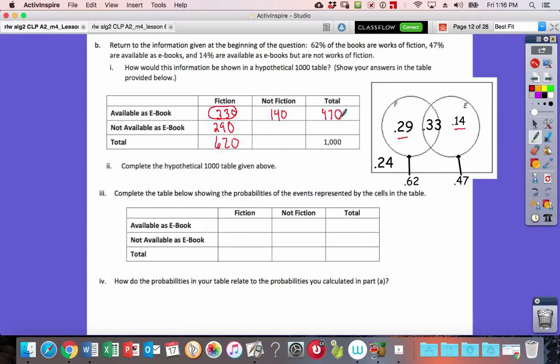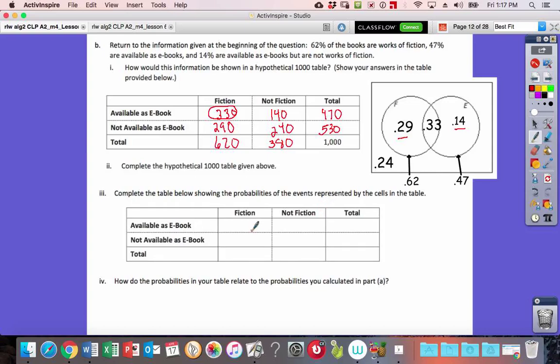Okay, I need some more information here. If I have 1,000 books and 620 are fiction, if they're not fiction, it would be 1,000 minus 620 for 380. Okay, now I can fill this one in. 380 minus 140 gives me 240. Okay, now I can go across this row and I can fill this one in. It's 530, or I could have also done 1,000 minus 470. Do you remember those two-way tables?